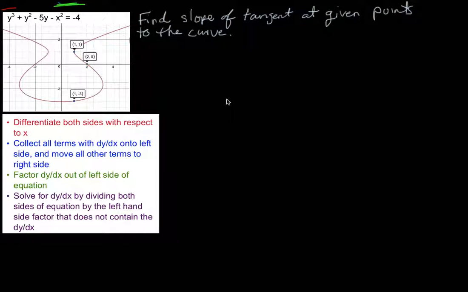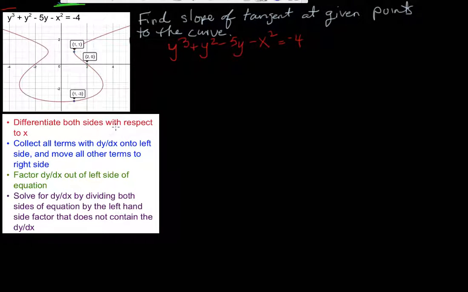So here we're going to use implicit differentiation to find the slope of the tangent at the given points to the curve here. This function is a crazy little function, right? We have y cubed plus y squared minus 5y minus x squared equals -4. There's no way I could rewrite this in explicit form, y equals, right? It would just be too difficult to do. And so we're going to use implicit differentiation. Here are the 4 steps to doing it.